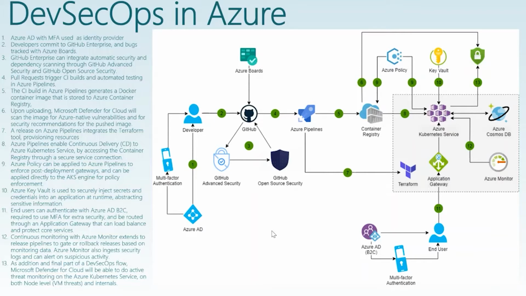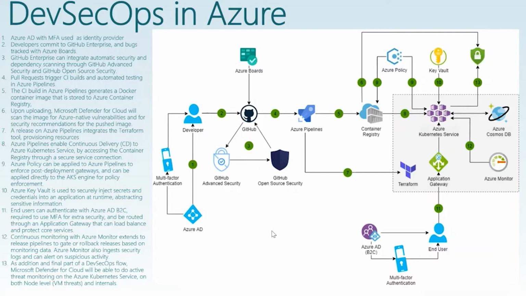GitHub has some automatic security features, so security and dependency scanning that can be used, and it's built into the GitHub repository, effectively providing some of that SAST, static security testing, that's needed on code. You then get a pull request via the pipeline for CI builds, and then automated testing occurs from a functional perspective, which then generates a Docker image that is stored in Azure Container Registry.